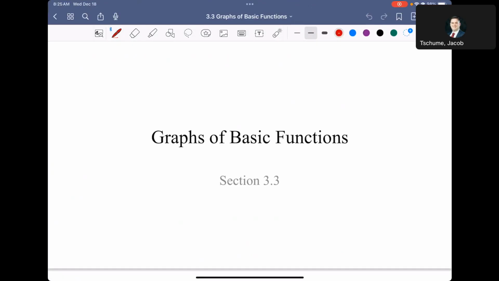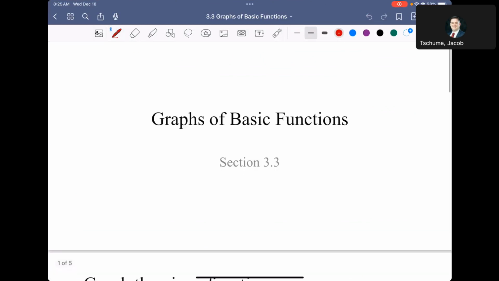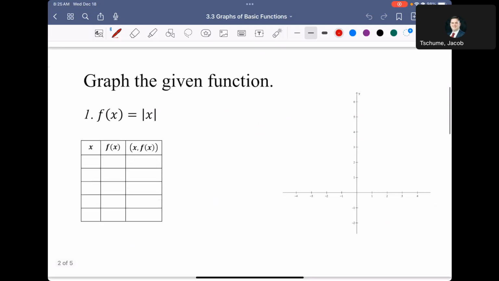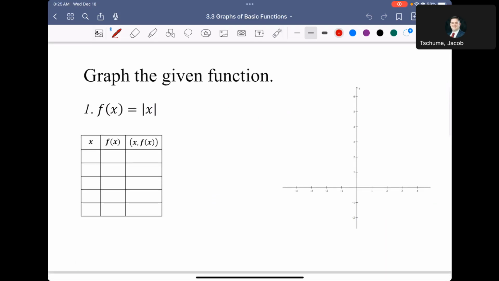We've looked at some graphing already. We talked about how to graph lines and circles, but there are some other popular functions out there that we need to know how to graph and what they generally look like. So I thought the best approach would be to work through some of the popular functions we've talked about a little bit, and see what the graphs look like as well.